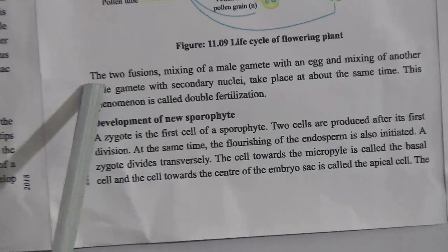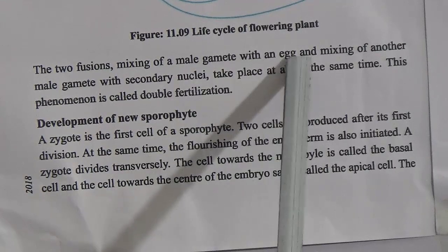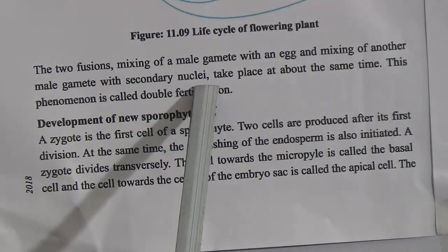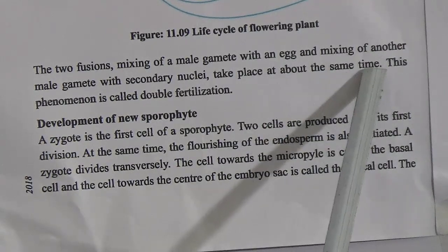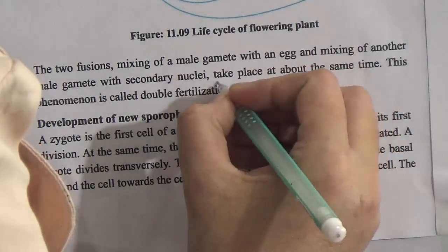The two fusions, the mixing of a male gamete with an egg and the mixing of another male gamete with secondary nuclei, take place at about the same time. This phenomenon is called double fertilization.